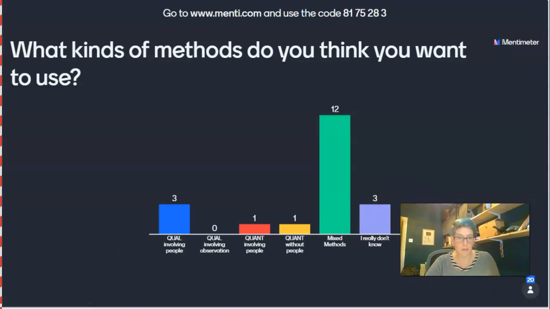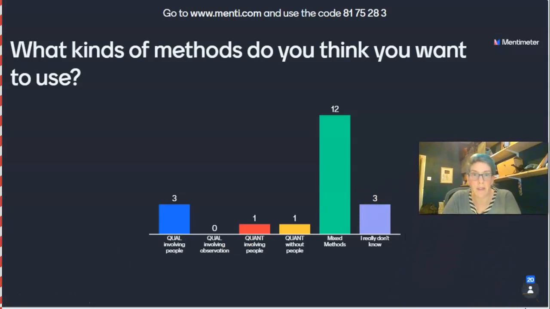So then I asked people who attended what kinds of methods they were thinking they would like to use. So we had qualitative involving people, qualitative involving observation, quantitative involving people, quantitative without people, mixed methods, and not knowing at all. And that's interesting that the majority of people who attended the workshop were interested in mixed methods, so a little bit of qualitative and a little bit of quantitative, which is a really valid way of carrying out some useful research within a limited amount of time, is to incorporate some element of quantitative and then also have a qualitative dimension.